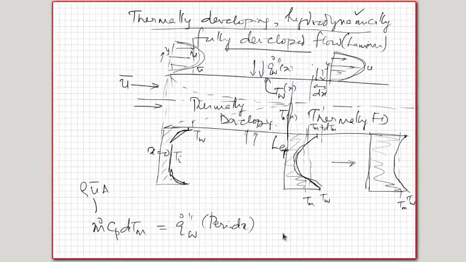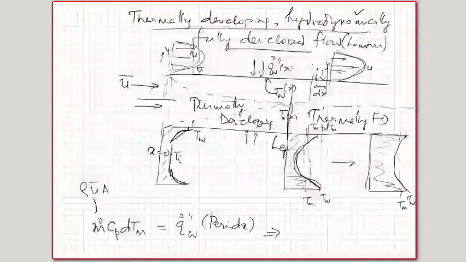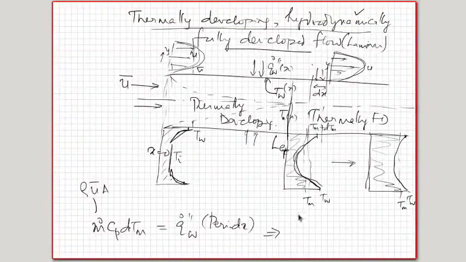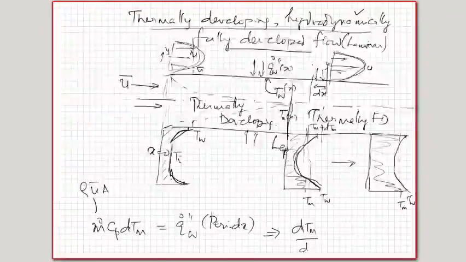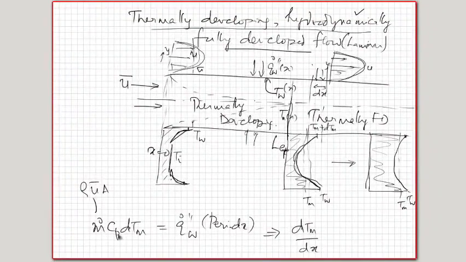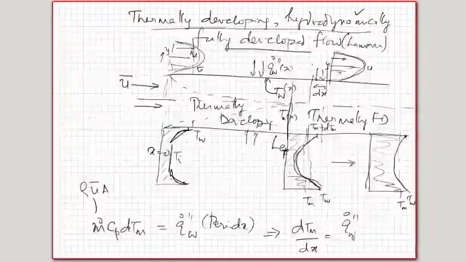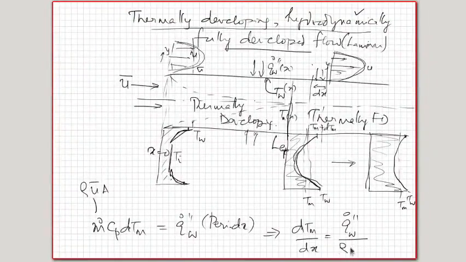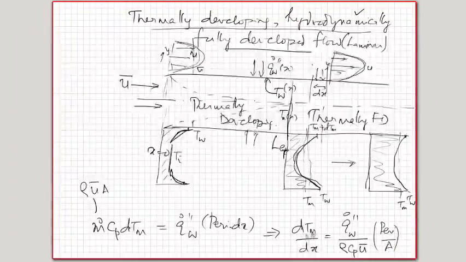So if I rearrange this expression, I write m dot as rho u bar A, then I'll get dTm by dx. This dx I'm taking to this side, and this m dot Cp I will bring here and expand it. So this will be equal to q dot double prime wall divided by rho Cp u bar, into perimeter divided by area. Okay, so this is the expression that I'll get for the rate of change of mean temperature with x.